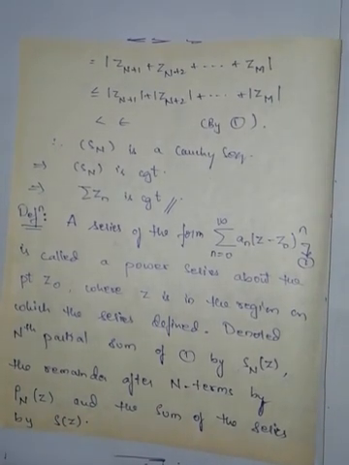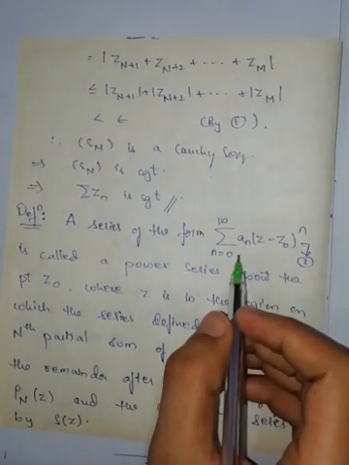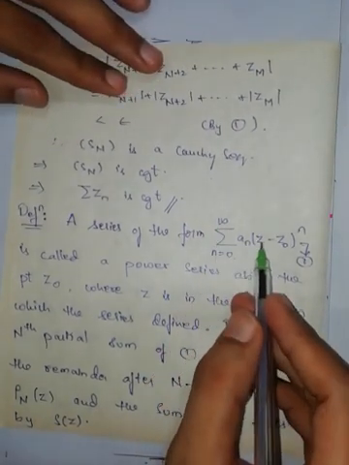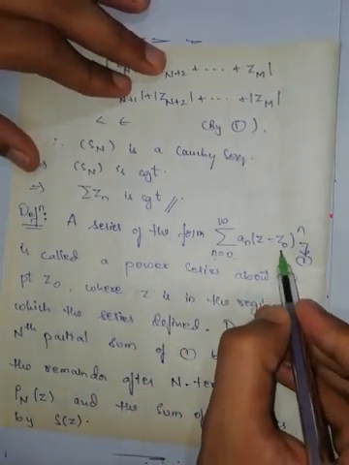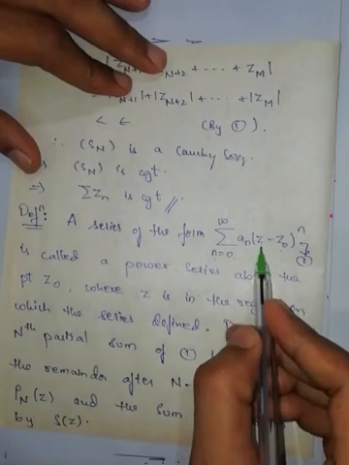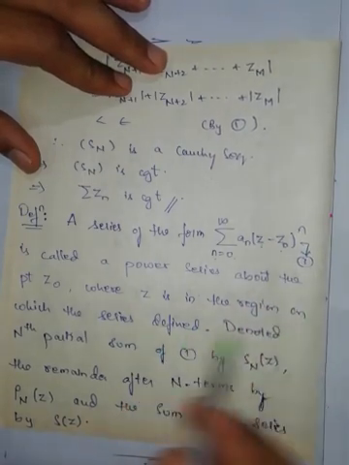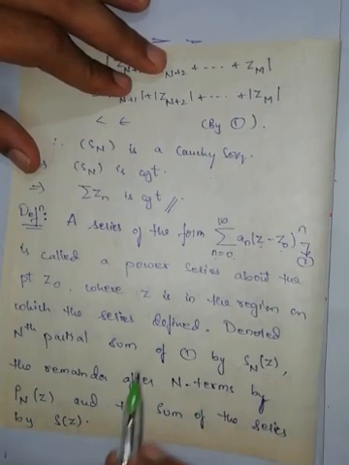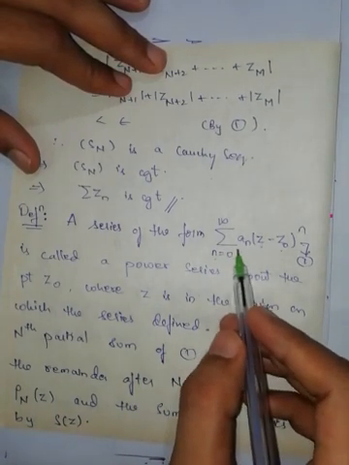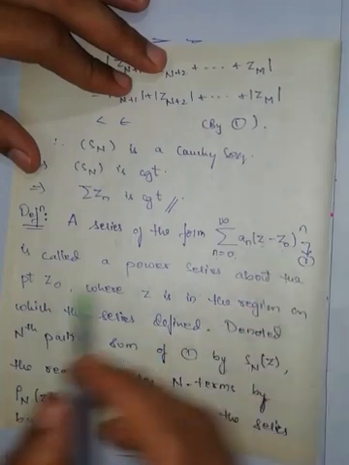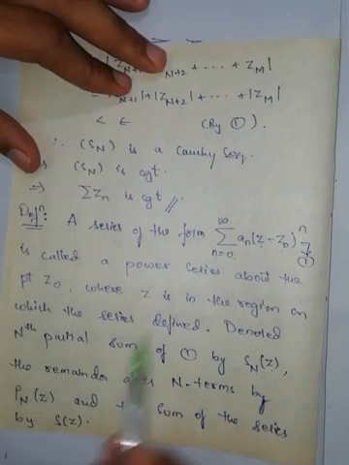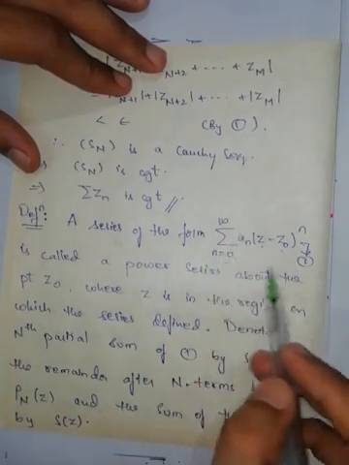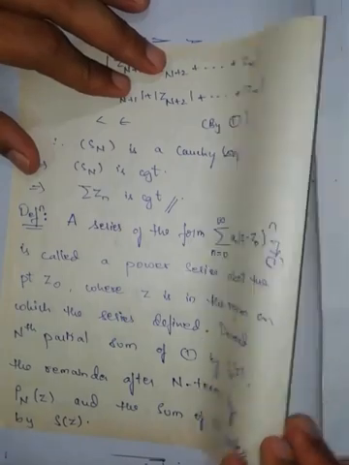What is the definition saying? A series of the form summation n is equal to 0 to infinity a_n into (z minus z naught) to the power of n is called a power series about the point z naught, where z is in the region on which the series is defined. The nth partial sum, meaning the sum of the first n terms, is denoted by S_n of z, and the remaining terms are denoted by rho_n of z. If this series converges, then the sum value is S of z. Let us discuss one problem.